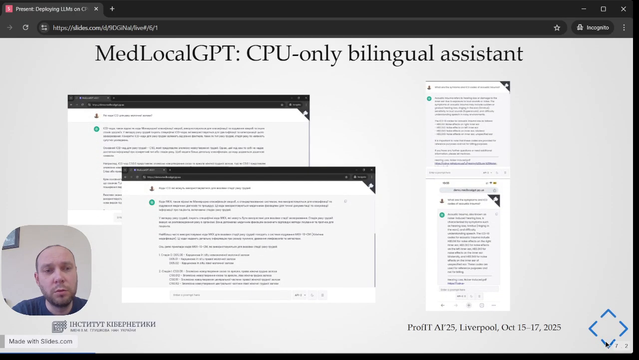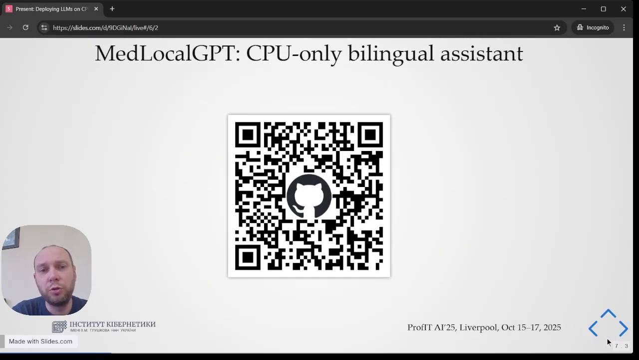So I want to tell you that MedLocalGPT is available as a web app and Telegram bot. It is available for English and for Ukrainian language, and you can join the GitHub repo by the following QR code.